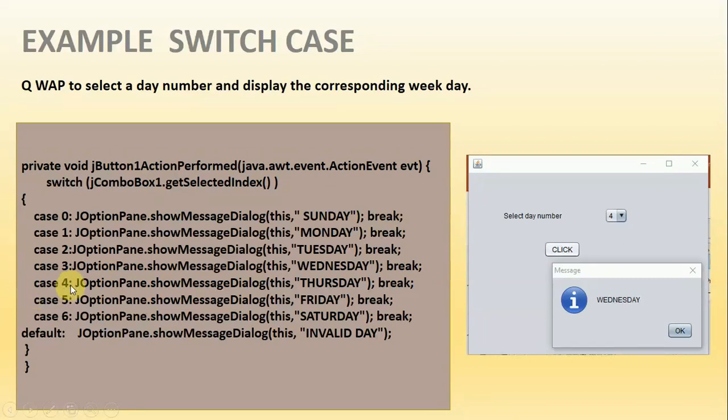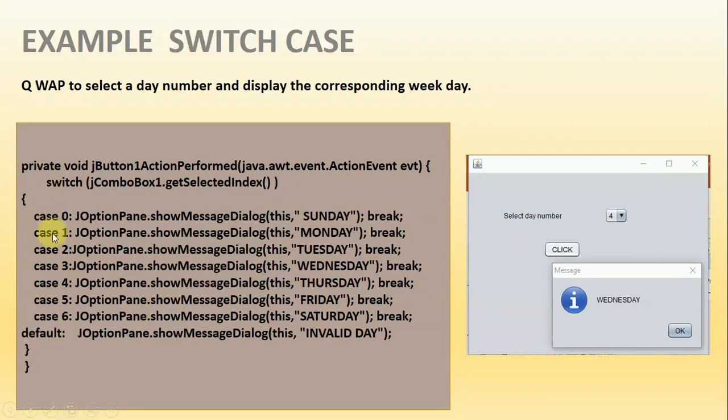Case 4 colon j option pane dot show message dialog this comma Thursday semicolon break. Case 5 colon j option pane dot show message dialog this comma Friday semicolon break. Case 6 colon j option pane dot show message dialog this comma Saturday semicolon break. So all the days have been included, and now I am writing the default statement.